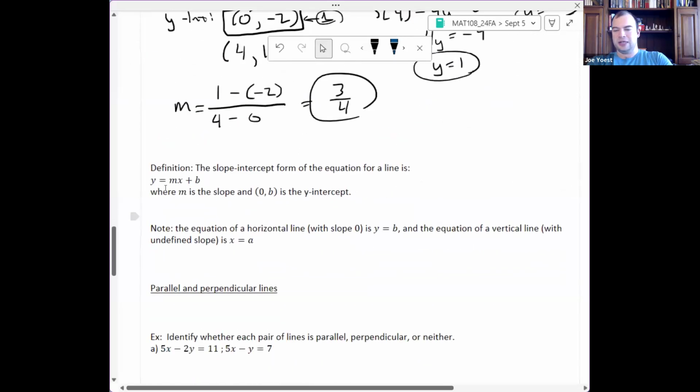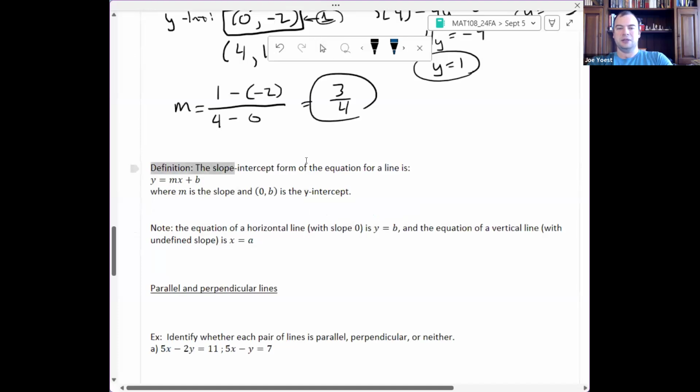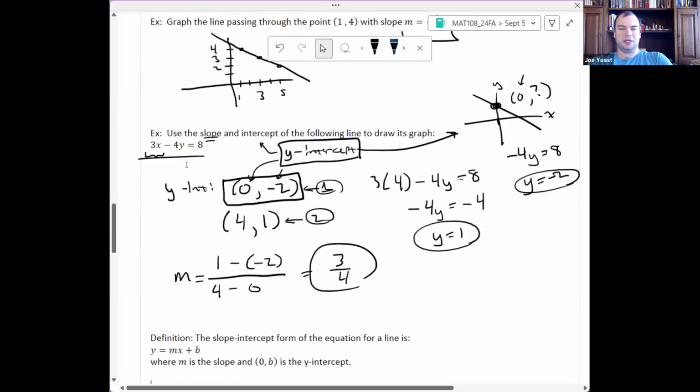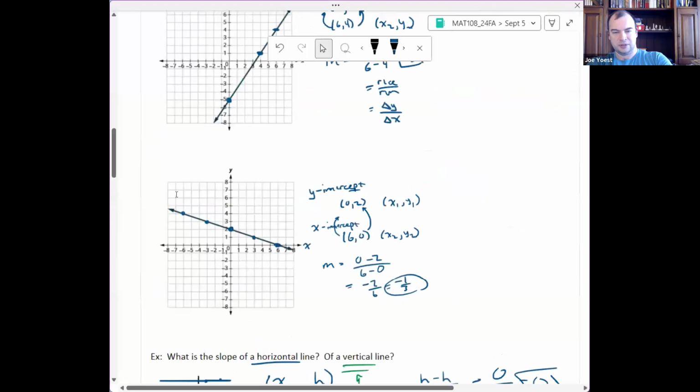Okay, so we are about out of time for today. When we come back next week, we'll talk about the slope-intercept form of the equation, which is another way to approach something like this and find the slope just off the basis of this algebraic equation. And then we'll talk about parallel and perpendicular lines and move on from there.